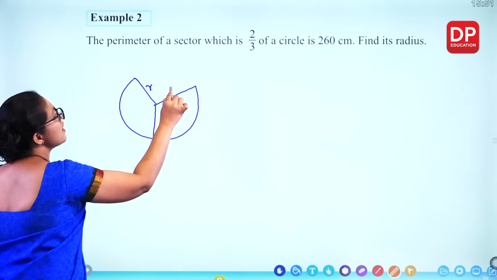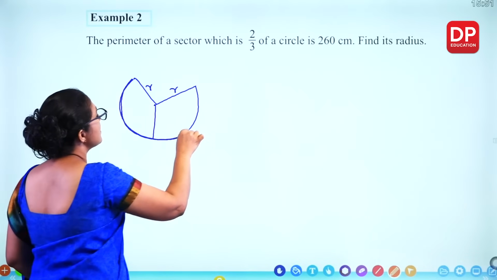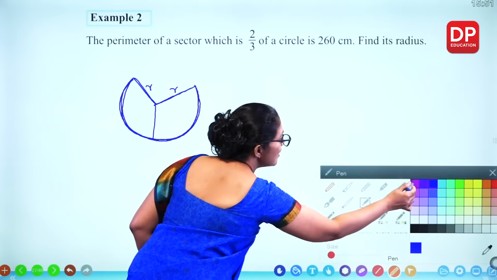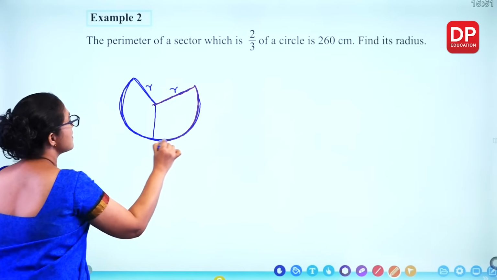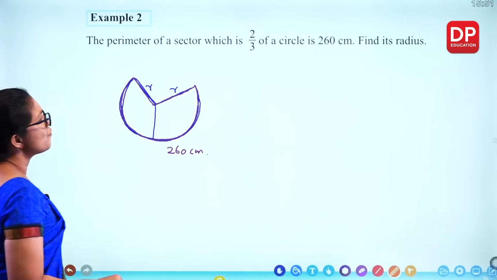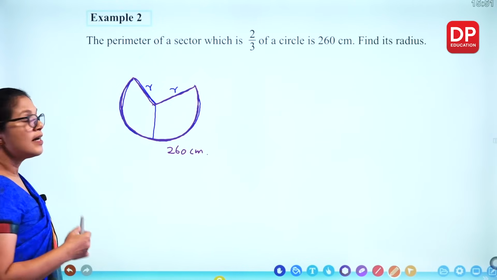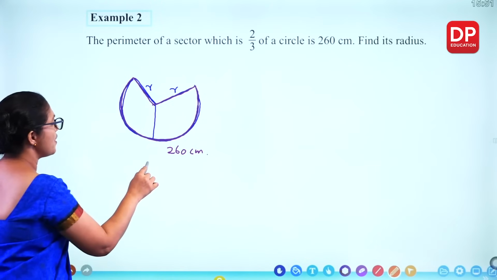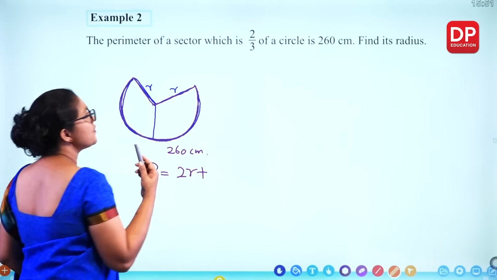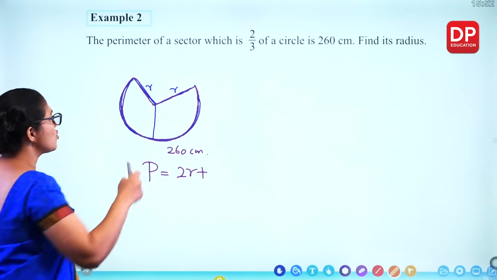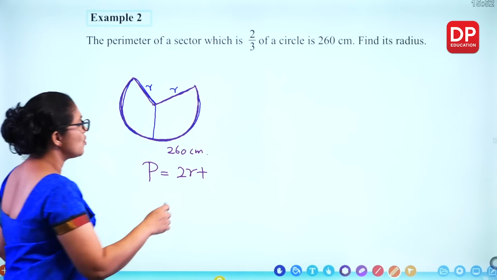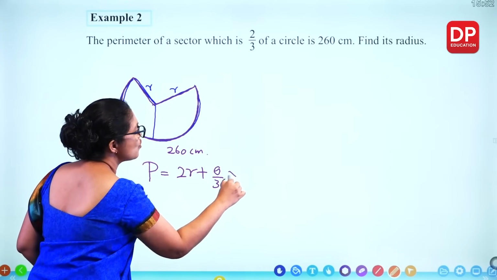260. So here we'll put r here and this length is given 260 centimeters. So you are asked to find out the radius. So here how do you find out the perimeter? So perimeter is equal to double of r plus angle over 360. So what does 2/3 mean? Actually the angle divided by 360 is given as 2/3. So theta over 360 into 2 pi r.